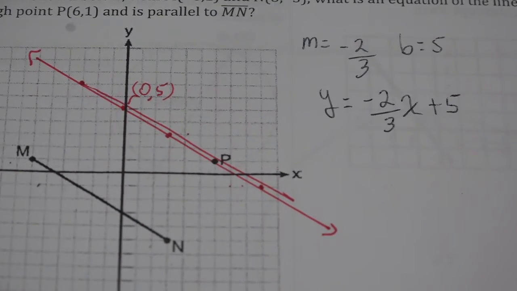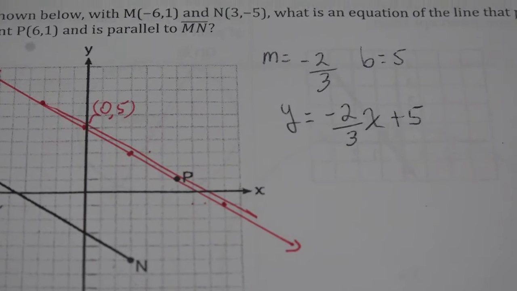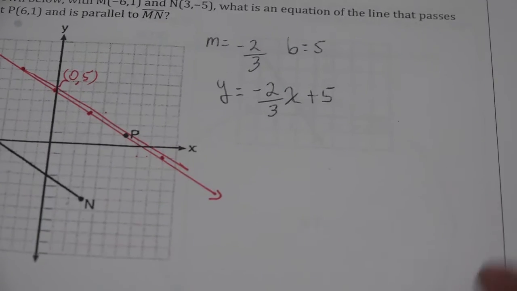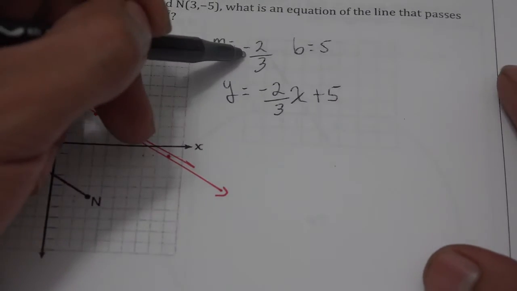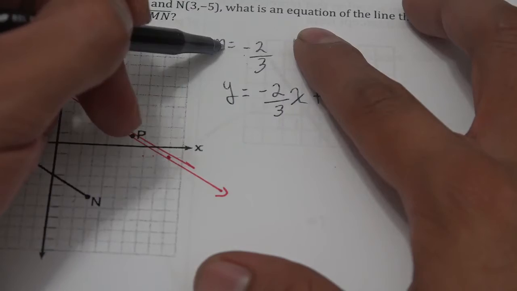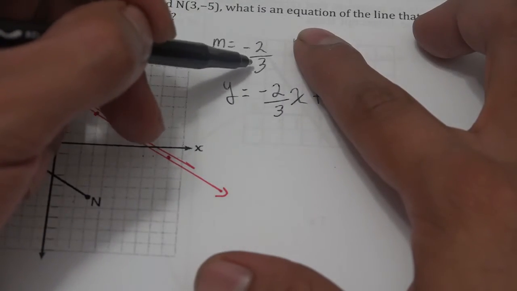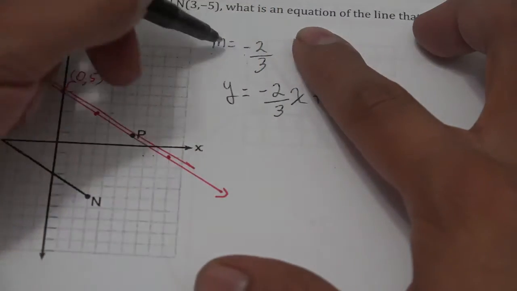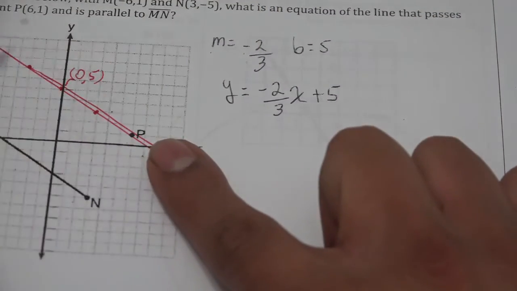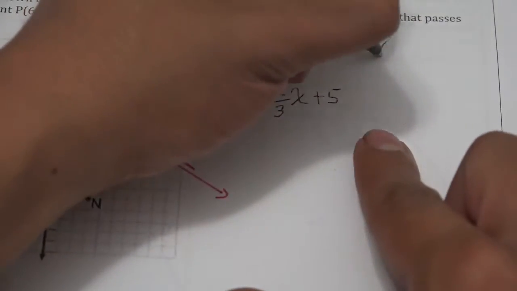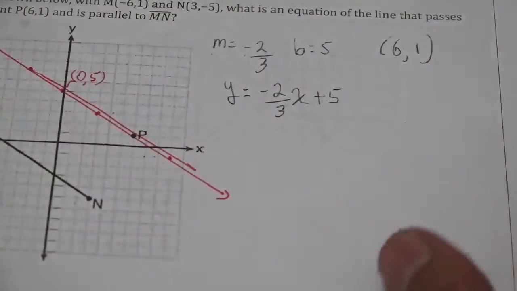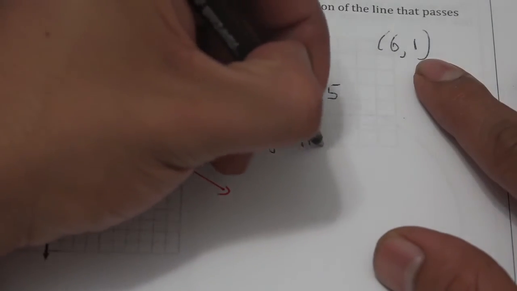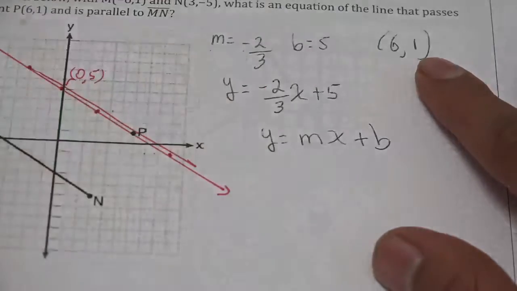Now let's say that you didn't know how to do it graphically and you want to actually show some algebraic work. Sure, you need the slope, which you already have here. Parallel lines have the same slope, so you're going to be using the same slope. Now you need the y-intercept. By the way, you got the slope, and the point that is given to you is 6 comma 1. So once you have the slope and the point, you sub it into y equals mx plus b.